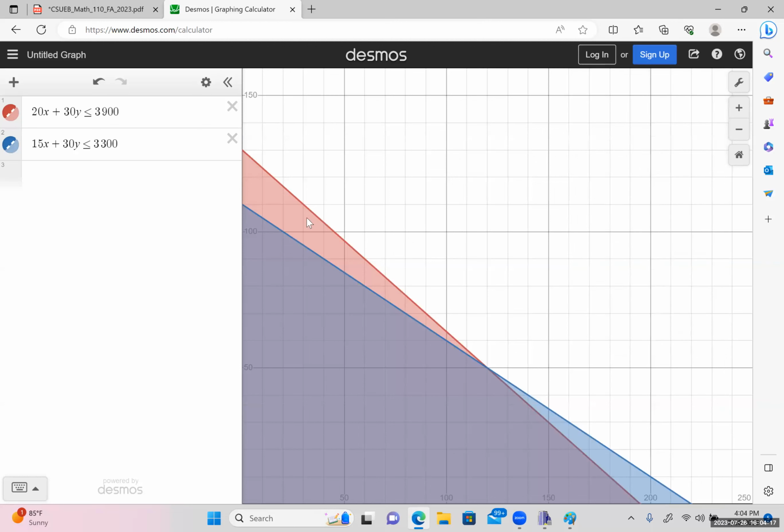Yeah. So this will be the 2 lines for the inequalities and all the shaded area. But keep in mind that we just consider the overlap shaded area, which is the purple one over here, which is the feasible area.